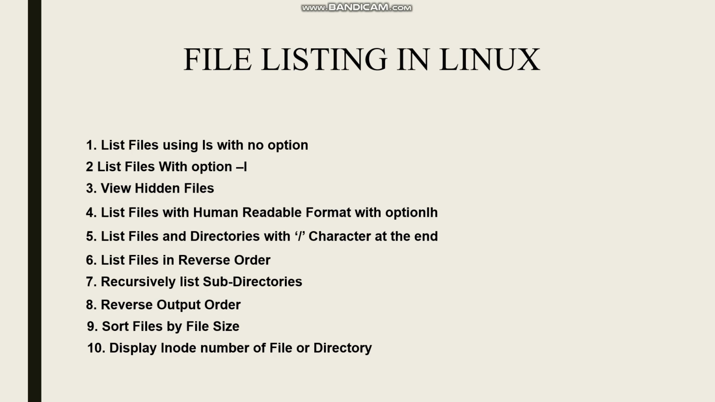And once we add the hyphen l, it will show the directory size, modified date and time, the folder name, the owner of the file, and the permissions as well. The third one is to view hidden files. Once we type the command ls hyphen a, it will show all the hidden files, starting with a dot. The other one is ls hyphen lh. That means it will show the sizes in human readable format.